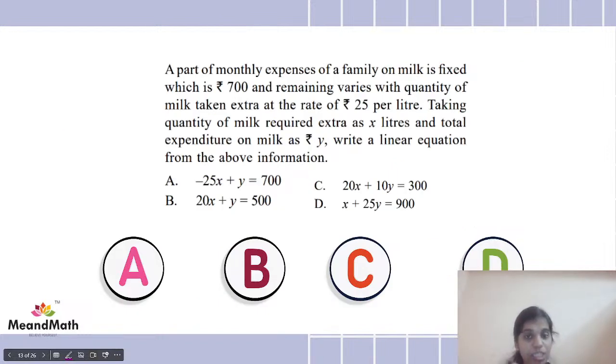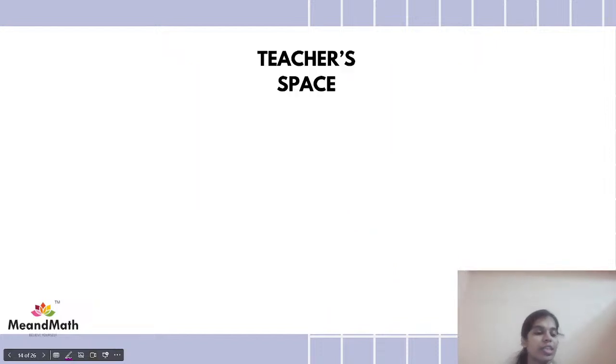A part of the monthly expenses of a family on milk is fixed, which is 700. The remaining varies with the quantity of milk taken extra, at the rate of 25 per liter. Taking the quantity of extra milk as X and the total milk expenditure as Y, write a linear equation for the above information. We need to construct a linear equation for the given information.